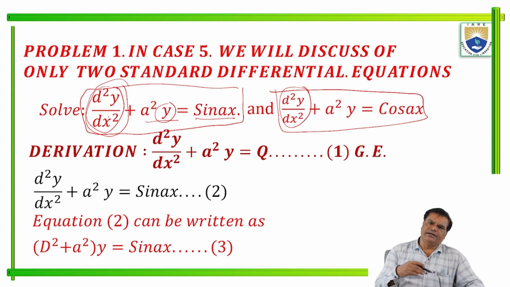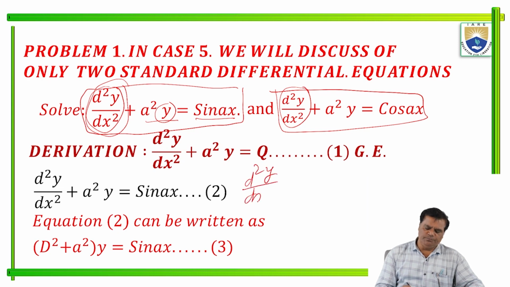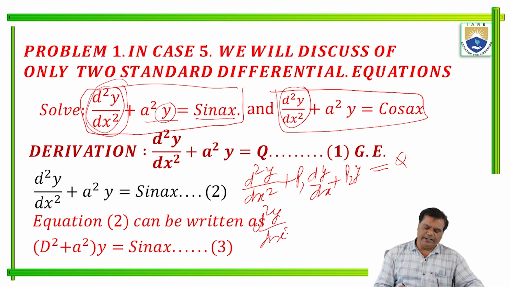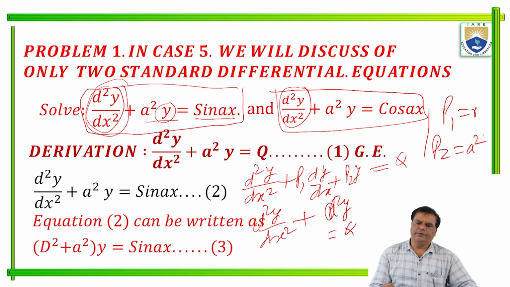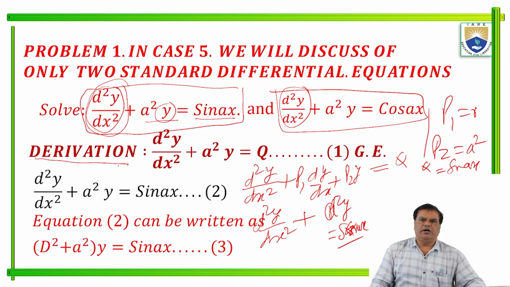If we compare this with the general equation d2y/dx2 plus P1 dy/dx plus P2 y is equal to Q, but our equation is d2y/dx2 plus a square y is equal to Q, then we find P1 is 0, P2 is a square, and Q is sin ax.